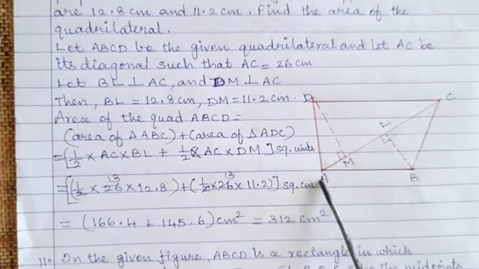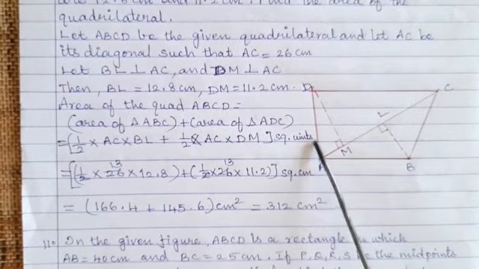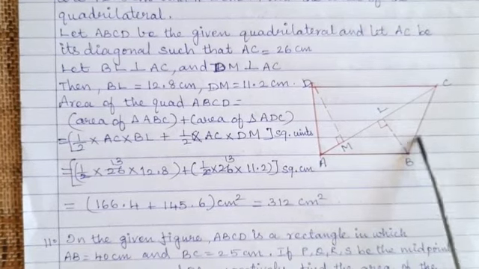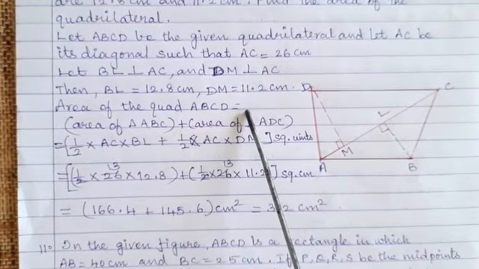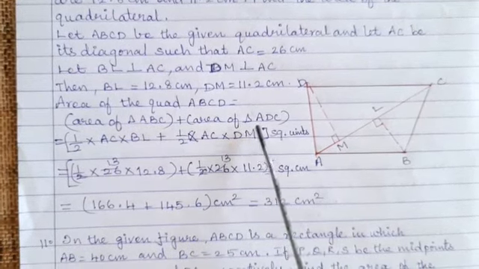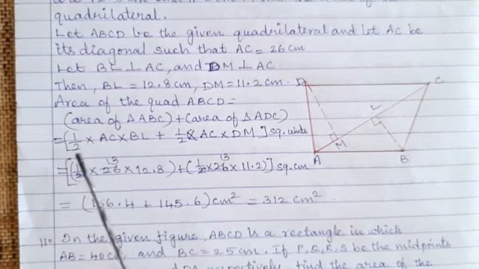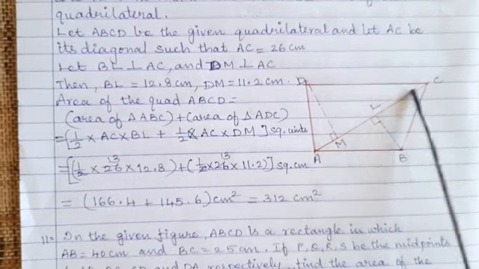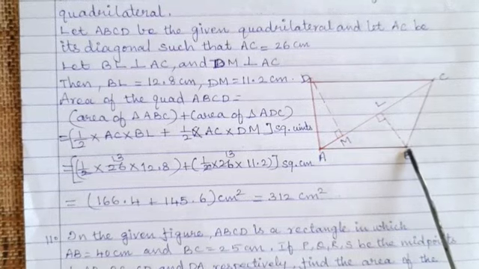So we will find the area of triangle ABC plus area of triangle ADC is equal to area of quadrilateral ABCD. See here, area of the quadrilateral ABCD is equal to area of the triangle ABC plus area of triangle ADC. Area of a triangle, you know, is half into base into height. So half into base AC into BL. In triangle ABC, AC will be the base and BL will be the height.